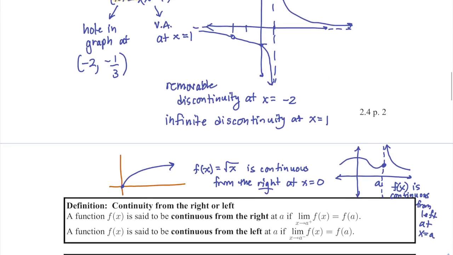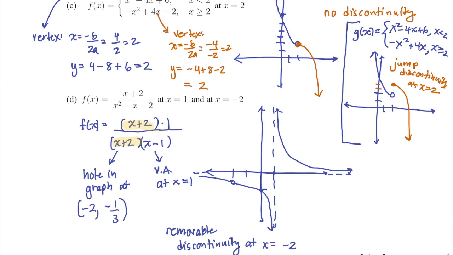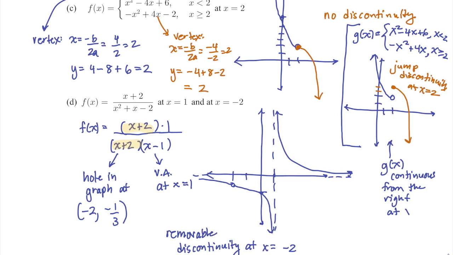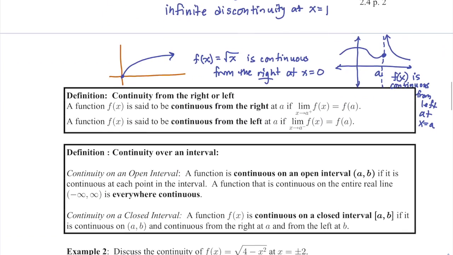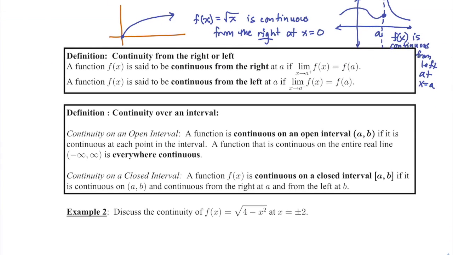If you look back at the example I just made up here that had this jump discontinuity, we could also say this function here, g, is continuous from the right at 2, because from the right, the limit and the function value agree. So hopefully those few sketches help you understand what that definition is saying.